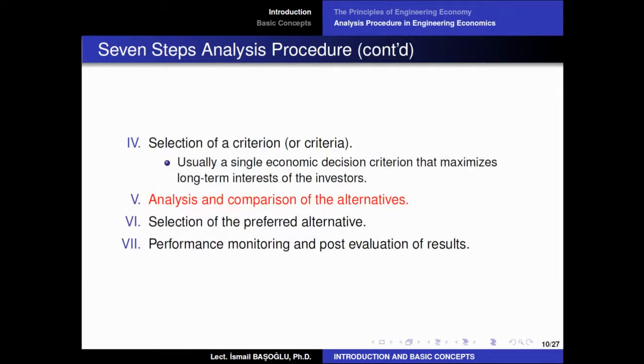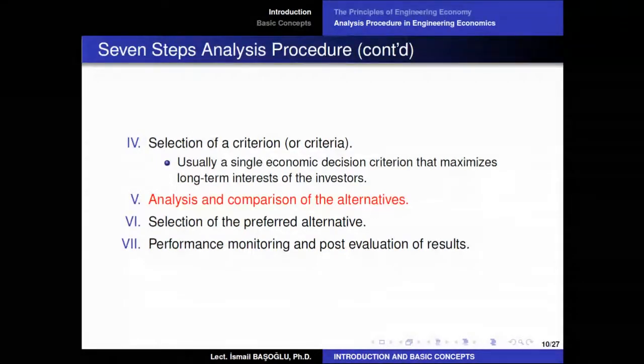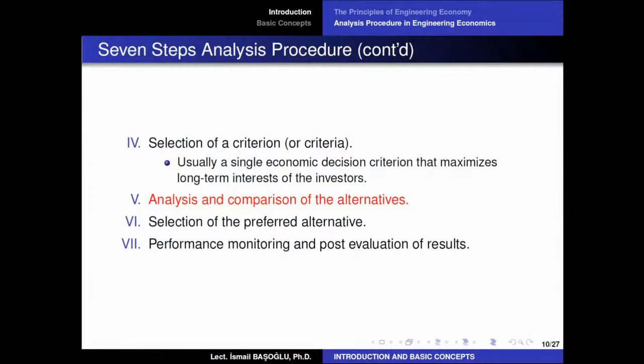Now, in the fourth step, we need to select a criterion or multiple criteria, but in engineering economics, there exists usually a single economic decision criterion. We always intend to maximize our long-term interest or long-term profit. Okay, so when we are going to compare alternative solution methods to a problem, we are going to compare them with respect to the economical basis.